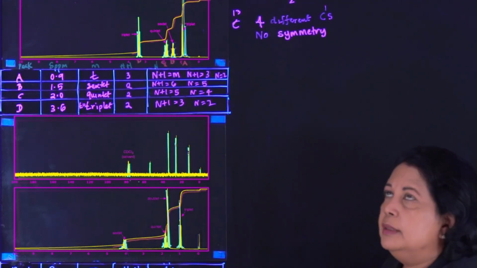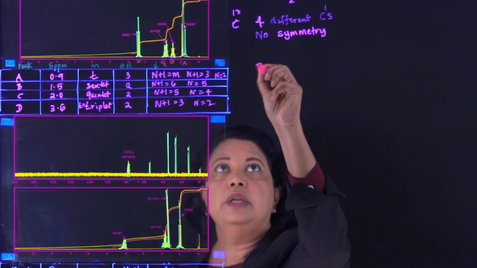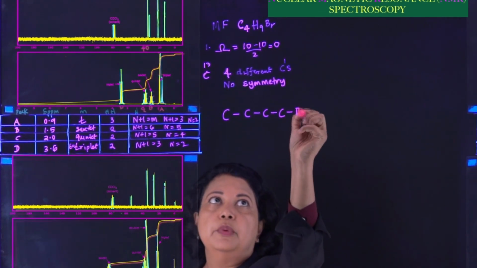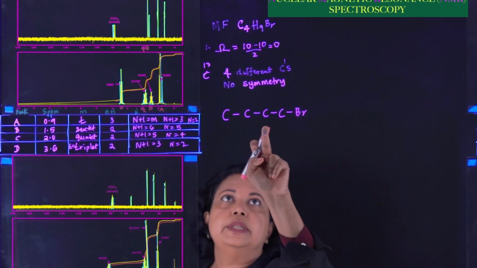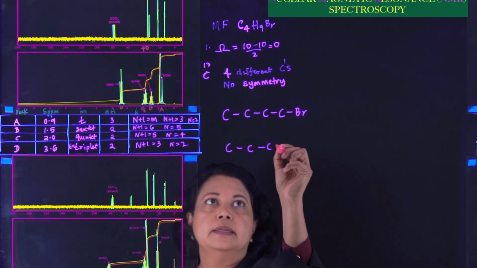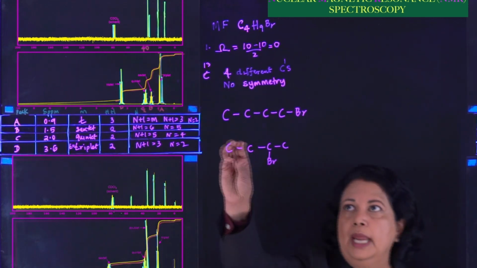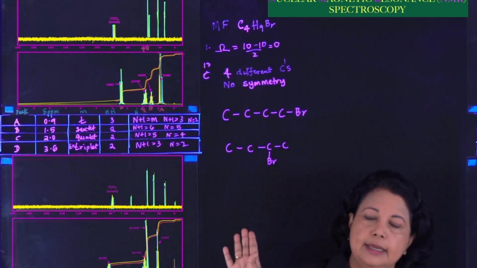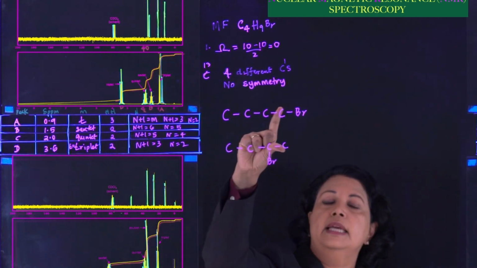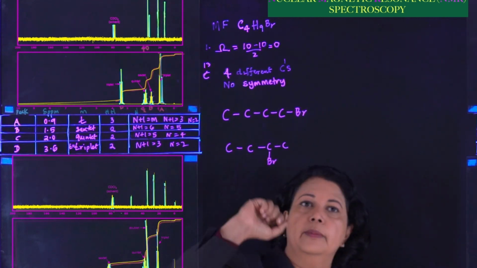Let's look at what the possibilities are when you have isomers for C4H9Br. You can have carbon, carbon, carbon, carbon, and a bromine here, or you could put that bromine here. Now, if you branch this up, then you will not get 4 unique carbons. The only way to get 4 unique carbons is if they are in a row, and they are different distances away from the bromine.